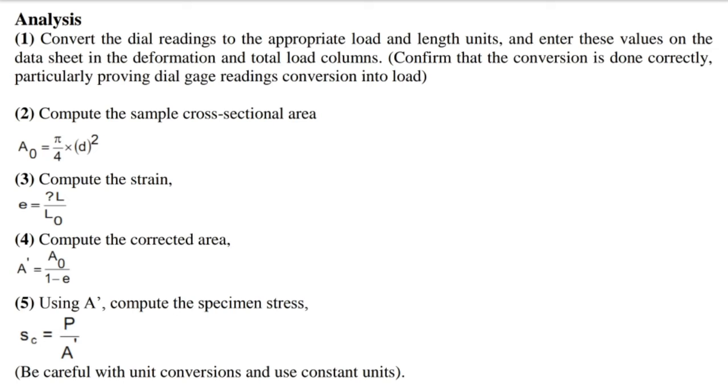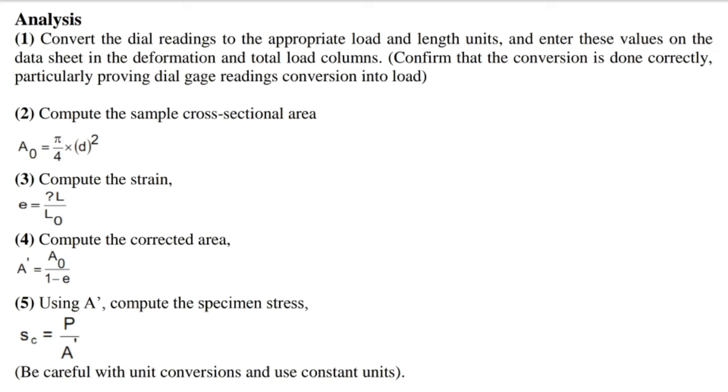Confirm that the conversion is done correctly, particularly the dial gauge readings conversion into load. 2. Compute the sample cross-sectional area. A naught equals pi by 4 d squared. 3. Compute the strain. Epsilon equals delta L by L naught.